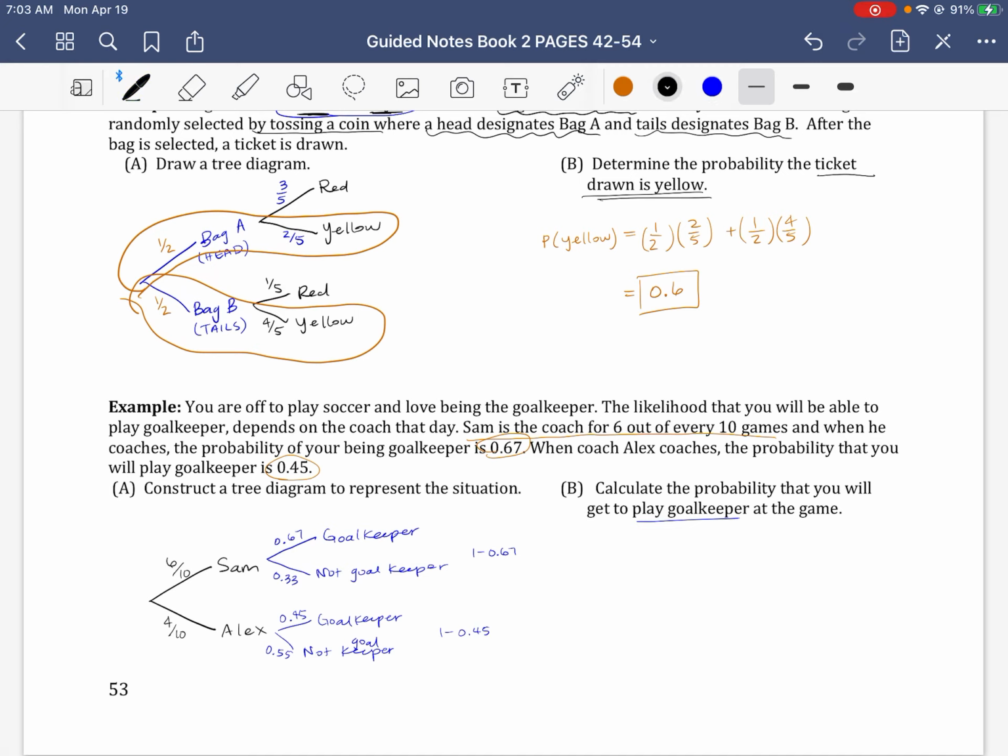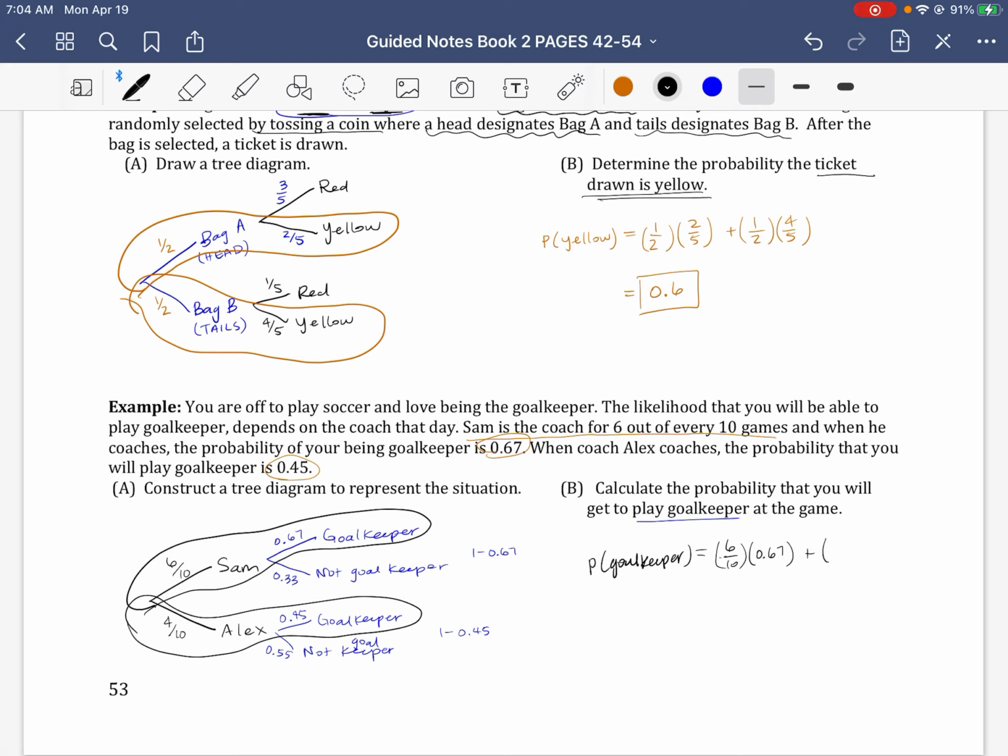So again, if I get to play goalkeeper, I have to look at all the branches that would take me to goalkeeper. So it looks like if Sam's there, I get to play goalkeeper on this branch. So we would do 6/10 or 0.6 times 0.67. Or Alex is there and I get to play goalkeeper this amount of time. So go down that branch, we have 4/10 and 0.45. Multiply that together, we end up with 0.582, so about 58.2% of the time.